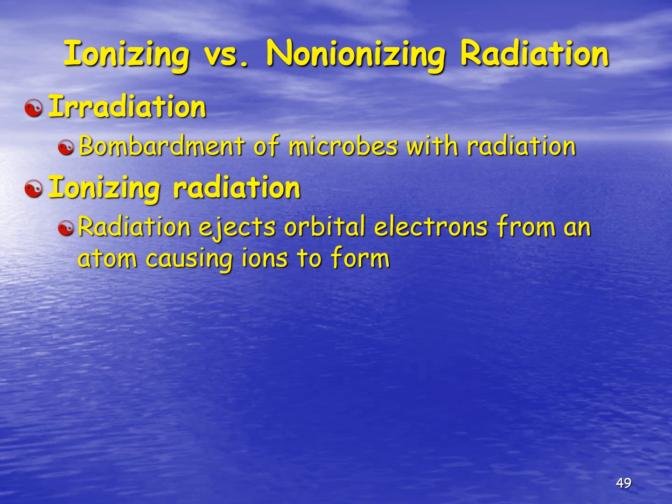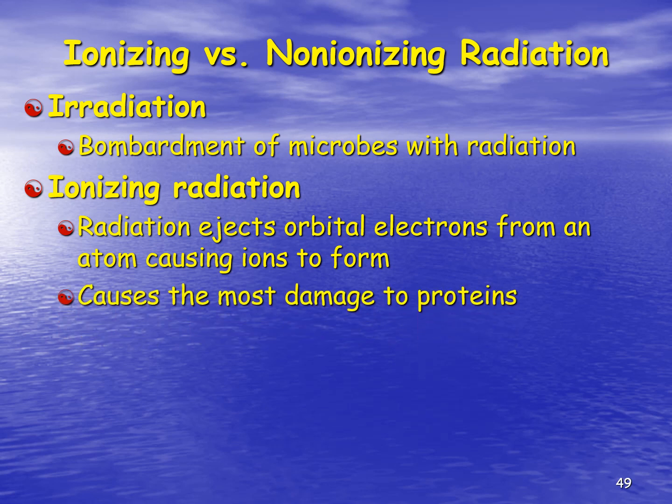Ionizing radiation ejects orbital electrons from an atom, causing ions to form. And when those electrons come flying off of that atom, they create high frequency energy waves. This can cause the most damage to proteins and nucleic acids.